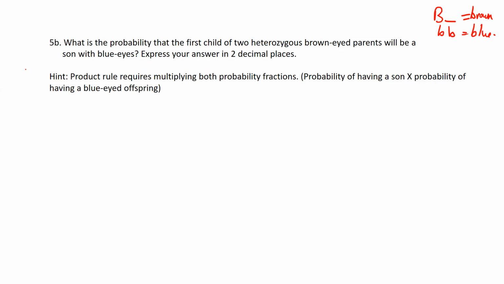Now, what is the probability? They want the probability that the first child of two heterozygous brown-eyed parents will be a son with blue eyes. And it says express your answer in 2 decimal places. So this question is a little bit different. We actually have 2 probability fractions here, and this is called the product rule.